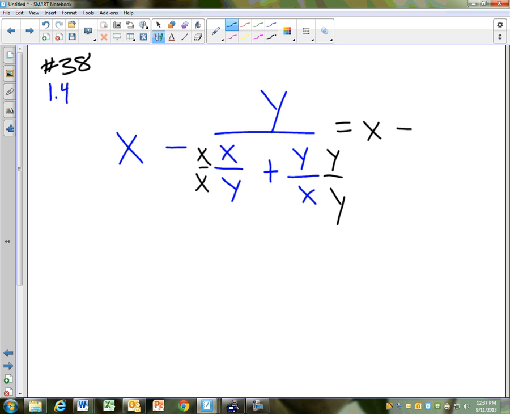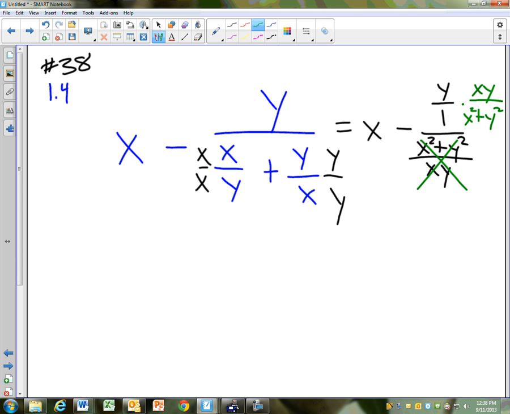X minus, what's on top? Y, I'm going to write it as y over 1 divided by, what's on bottom? Good, x squared plus y squared over xy. So now, again, I'm trying to work with that complex fraction. The second step is to multiply by the reciprocal. So I'm going to take this piece, cross it off, and multiply by xy over x squared plus y squared.